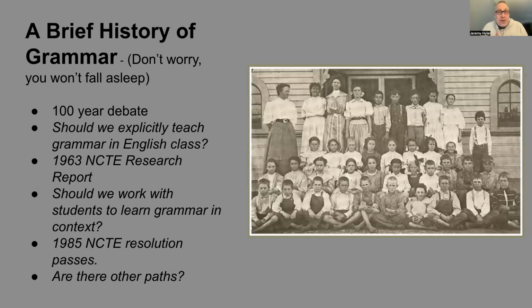So the other question that came up after this report was, well, should we be working with students to learn grammar in context? Well, in 1985, NCTE passed a resolution that said, yes, there is research that supports that when you teach grammar in context, it tends to stick more than if we were to teach it in isolation. So this resolution passed, and this has been a position statement ever since for NCTE.